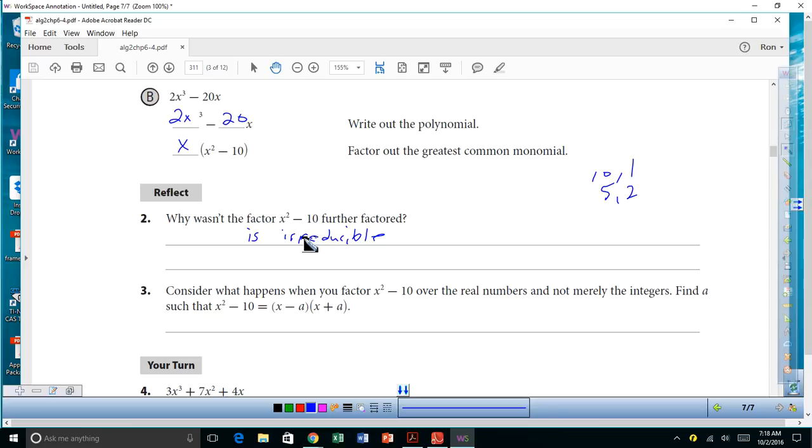Consider what happens when you factor x squared minus 10 over the real numbers and not merely the integers. Find a such that x squared minus 10 equals x minus a times x plus a. That would have to be x minus the square root of 10 times x plus the square root of 10. That would be the only way that would work.